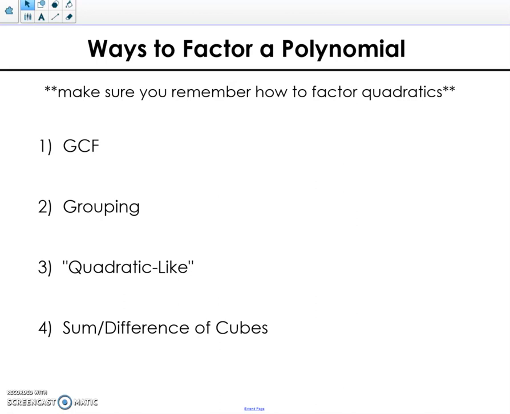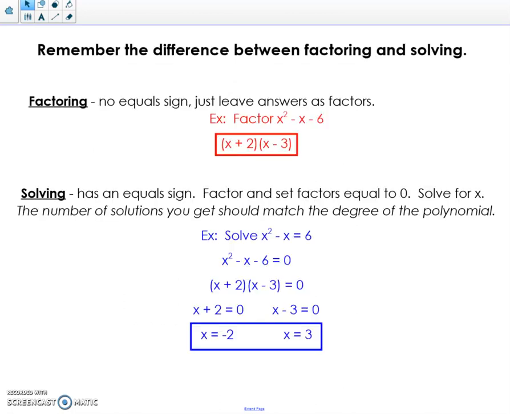Before we get into each of these types of factoring, it's very important to remember the difference between factoring and solving. It seems easy enough, but a lot of times when a question is asking to be factored, I've seen a lot of people go ahead and finish solving it or use the quadratic formula instead of factoring, so we want to make sure we understand the difference. You know you're just factoring if there's no equal sign in the equation. You'll just leave your answers as the factors, so if the question was asking you to factor this, this would be your answer. A question that you need to solve will have an equal sign.